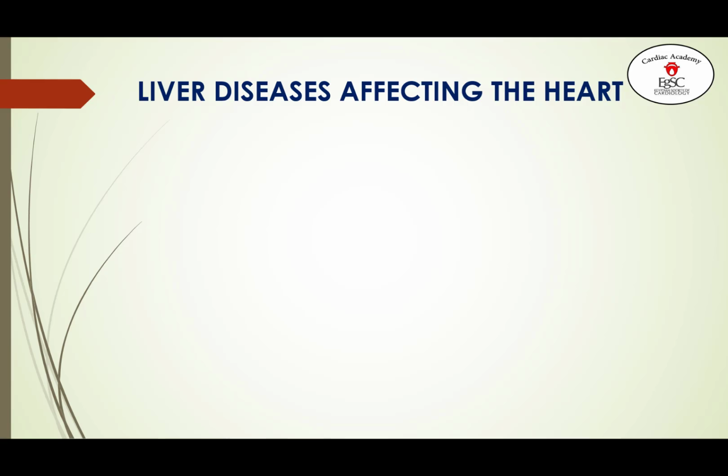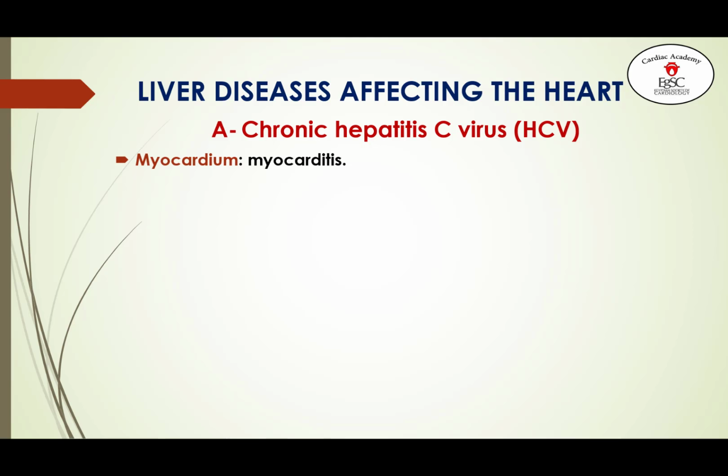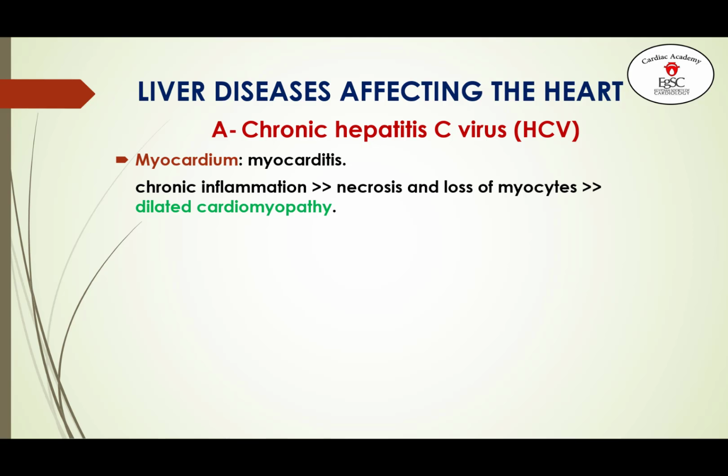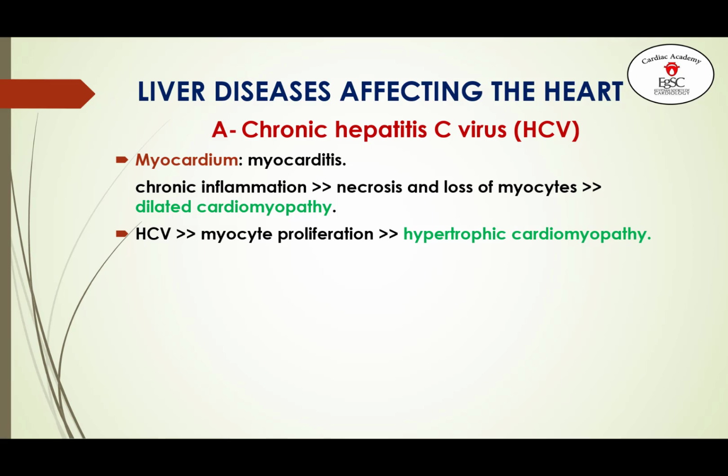To start with liver diseases affecting the heart. First, chronic hepatitis C virus. It can affect the myocardium, leading to myocarditis. Chronic inflammation of the myocardium may lead to necrosis and loss of myocytes, ending in dilated cardiomyopathy. Also, it excites myocyte proliferation, leading to hypertrophic cardiomyopathy.